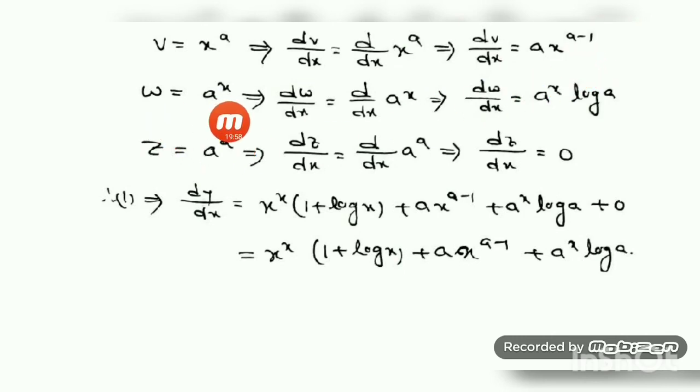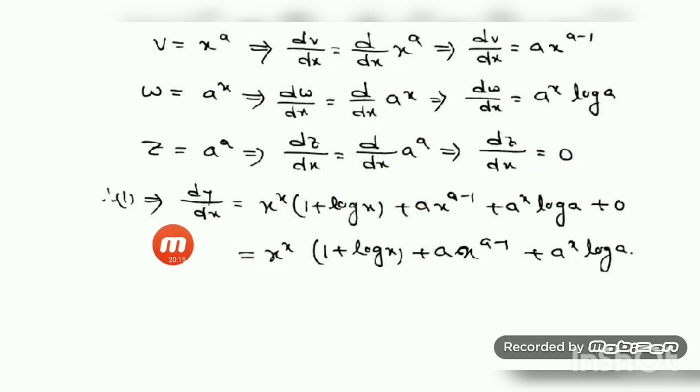w is a to the power x. This is a direct formula. So dw/dx is d/dx of a to the power x, that is, dw/dx is equal to a to the power x into log of a. Then z is a to the power a. So dz/dx equals d/dx of a to the power a. a to the power a is a constant, so it will be equal to 0.